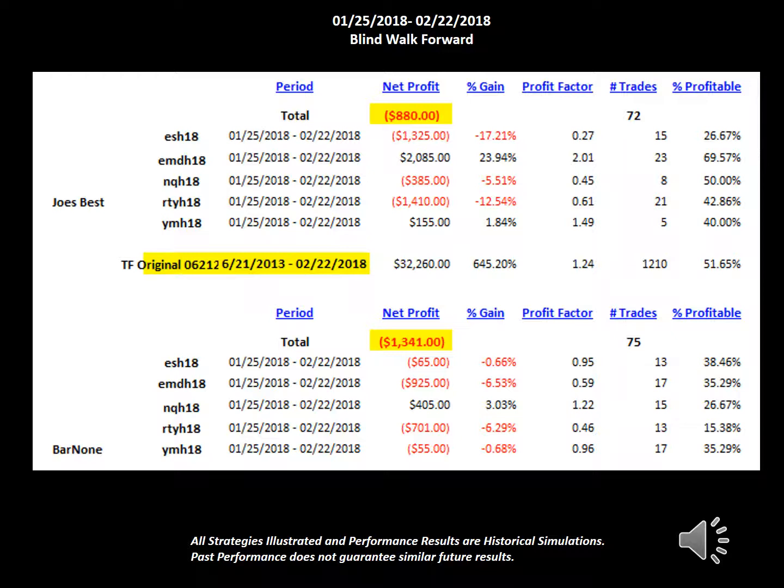The original Russell is up $32,260 from the first day it started, and that's basically a little less than a 5-year record, but trading a one lot, and 51% of the trades have been profitable that way.